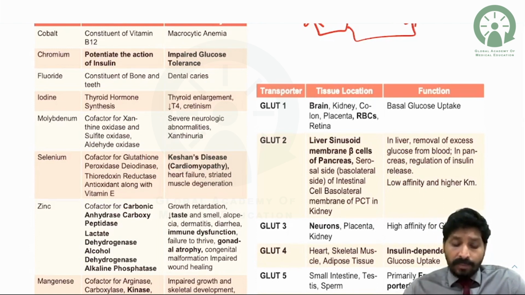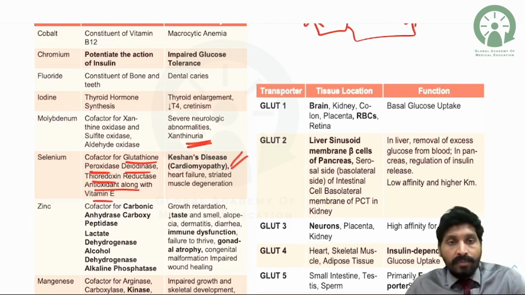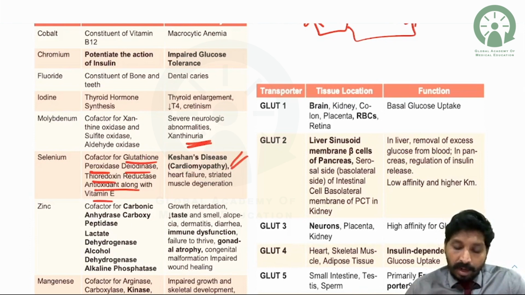Molybdenum, a cofactor for xanthine oxidase, which is an enzyme of uric acid formation or purine degradation, and also sulfite oxidase and aldehyde oxidase. Its deficiency leads to severe neurological abnormalities and xanthinuria. Selenium, a cofactor of glutathione peroxidase, deiodinase, thioredoxin reductase, an antioxidant along with vitamin E. Keshan disease is exclusively because of deficiency of selenium: cardiomyopathy, heart failure, and muscle degeneration.